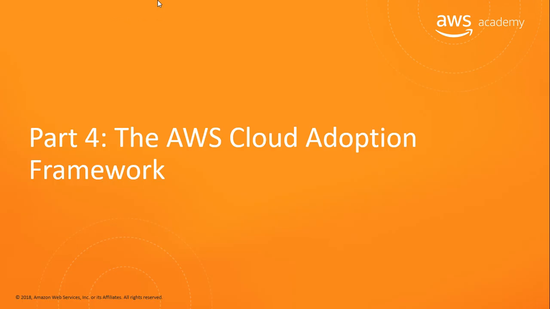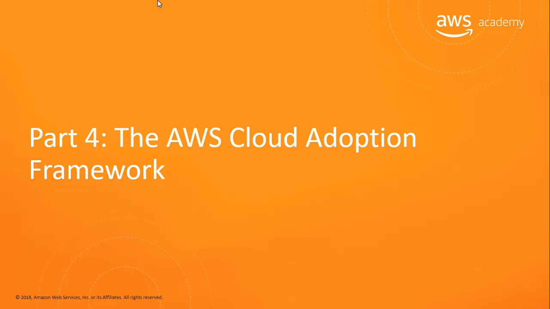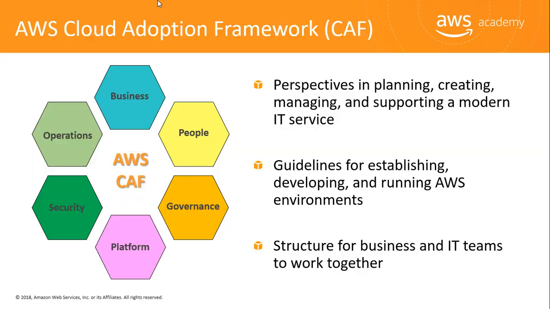Okay, so three ways of accessing. And the very important one is the cloud adoption framework. So now we have understood how to access these services. If you want to adapt to this cloud adoption framework, how to do that? I think this is very easy to understand. Maybe you can just skip it also.